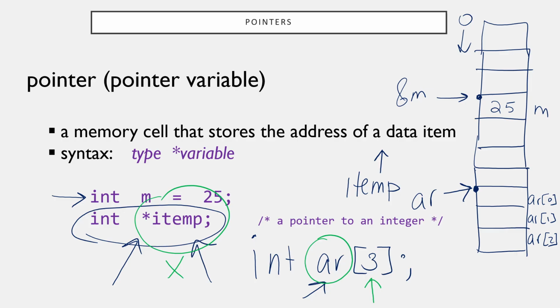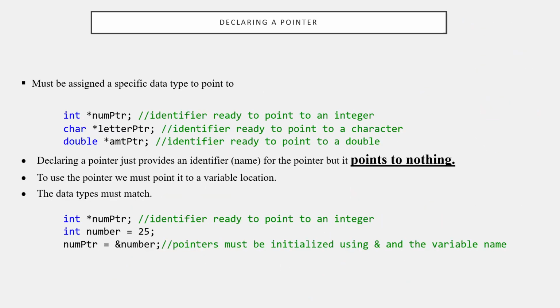All right, so let's go through this. Again, this is just a review. We have 3 pointers here that are declared: num pointer that points to an integer, letter pointer that could point to a character, and amt pointer that could point to a double. When these get declared, they don't point anywhere. When this number gets declared, it's going to get allocated memory, and then I do have the ability to take one of my pointers and point it to it.